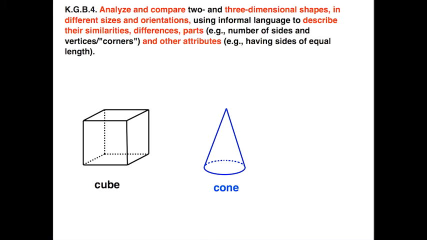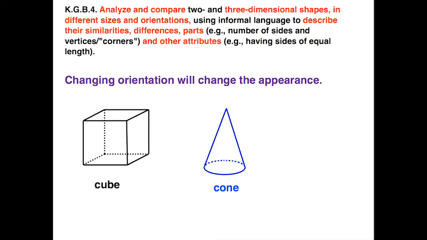Now let's look at a cone. A cone has only one vertex. Students should also notice that a cone has no segments. The bottom of a cone, if you will, is a circle. And changing the orientation will change the appearance of a cone. So we start off with the cone in this orientation, rotate it, and it looks different. Again. And when it ends up in this position, it does again look different than what it did at the beginning.